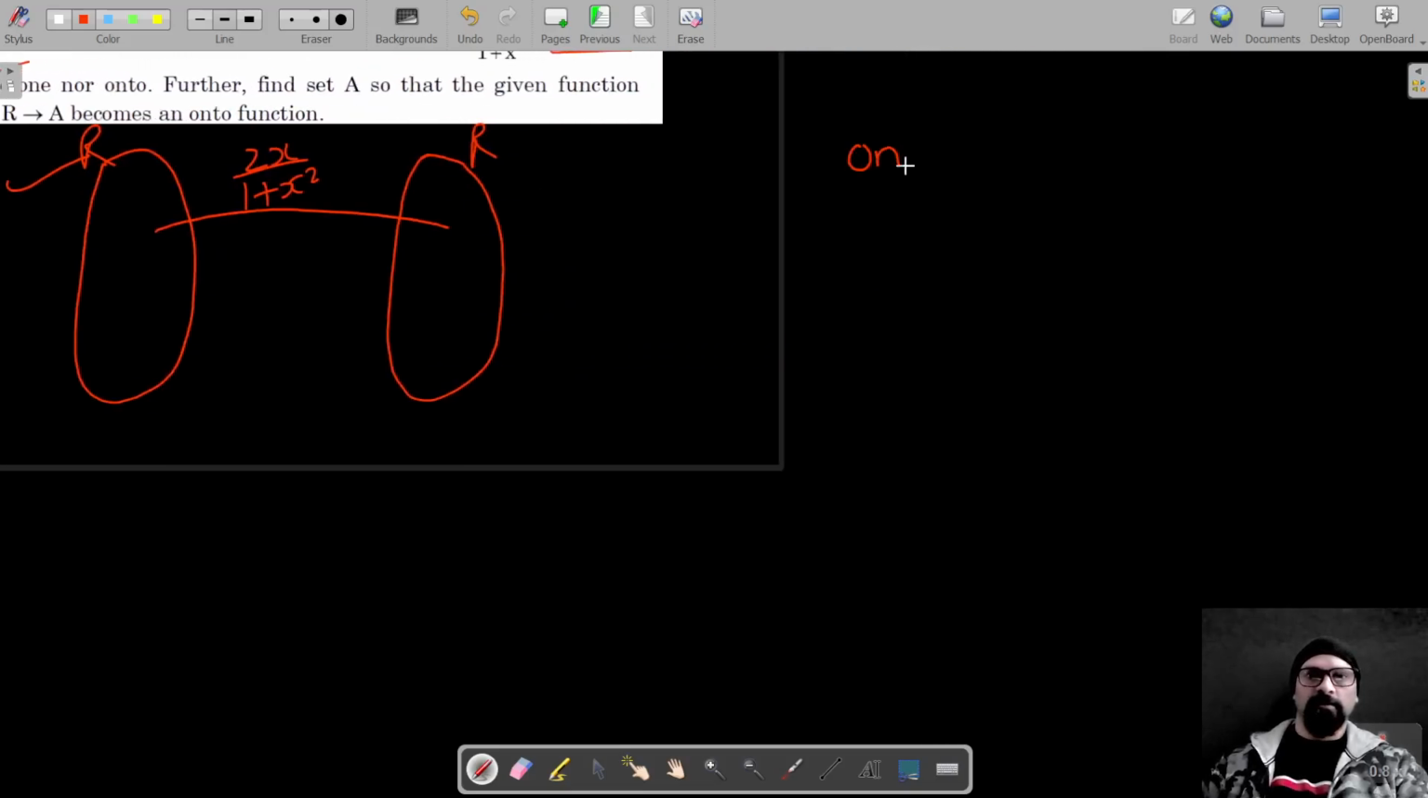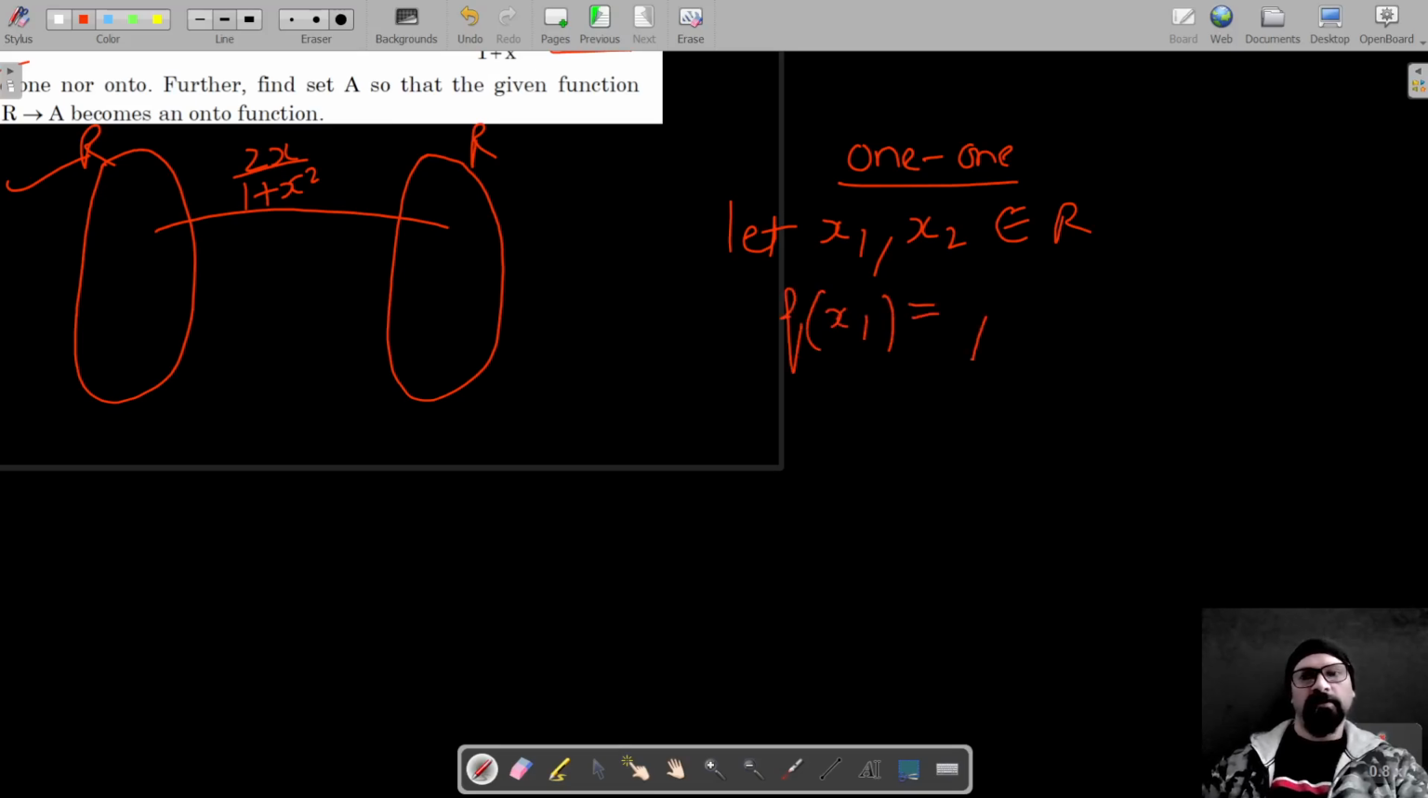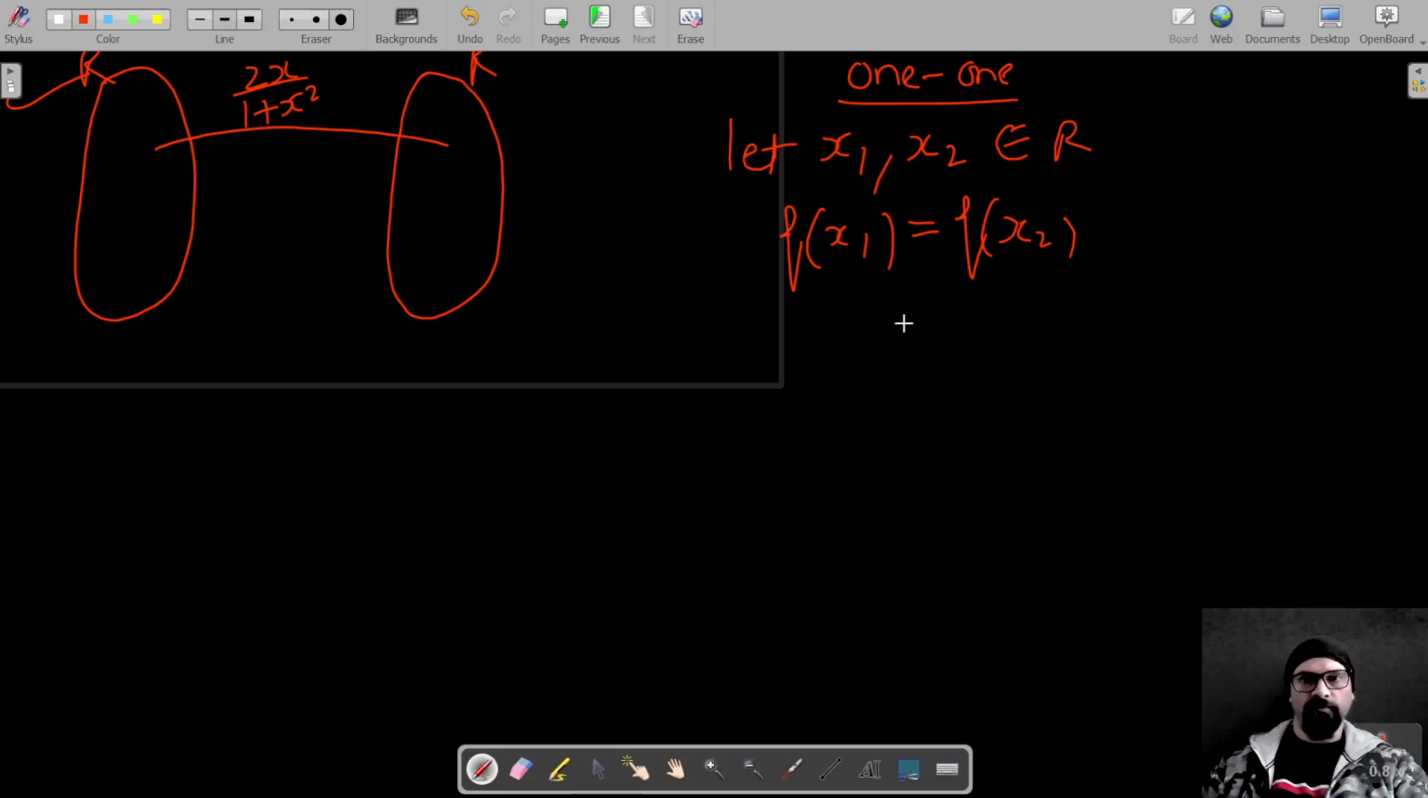Now, let's try to check its validity for one-one. And for that, we are going to consider two elements, x1 and x2, from domain R. And we will show that if their images are equal, then these two numbers are not different, but these two are also the same. For the same image, if these two are also the same, then the function becomes one-one, which shows that for every x there is a unique y.